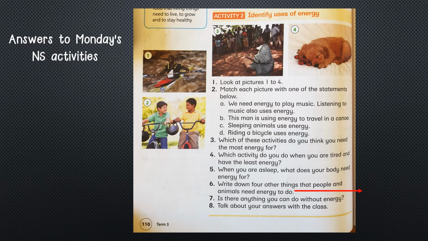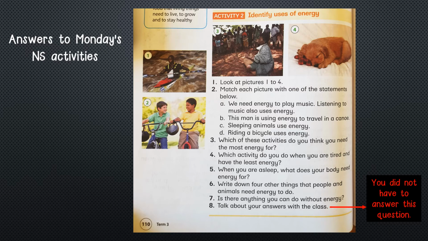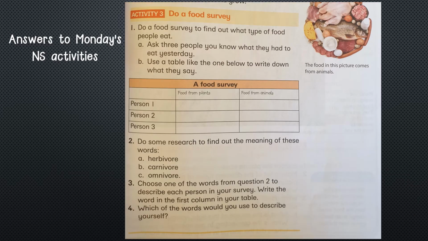Question 7 says, is there anything you can do without energy? Is there anything that you can do without energy? And your answer is no, there is nothing that we can do without energy. We need energy to do everything that we are required to do for the day. And question 8 says, talk about your answers with the class, and you did not have to answer this question.